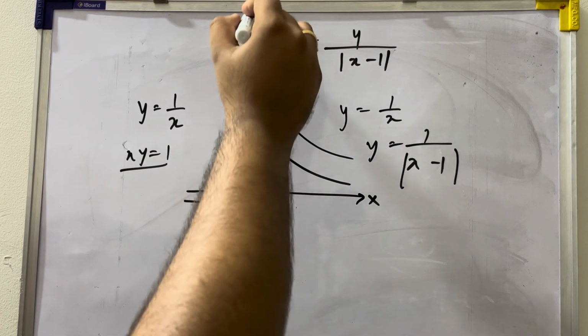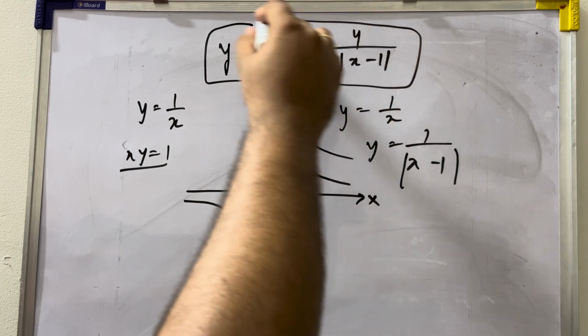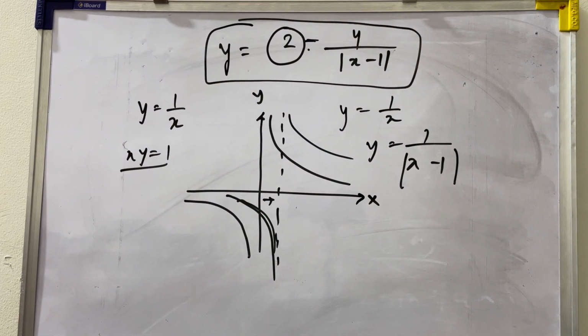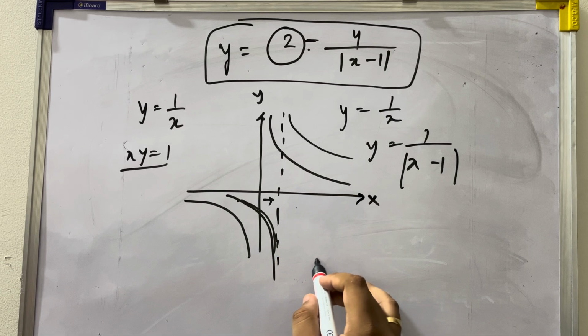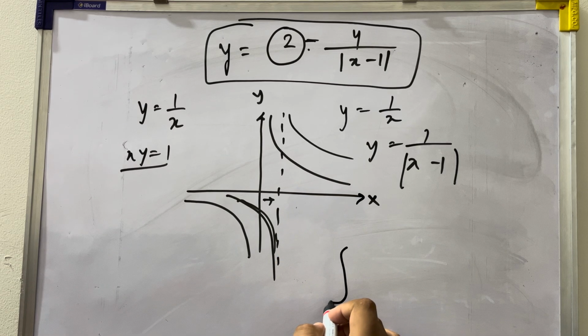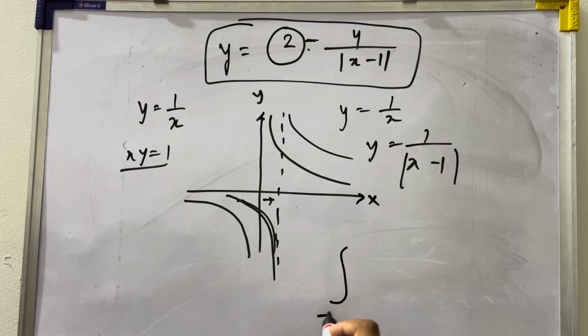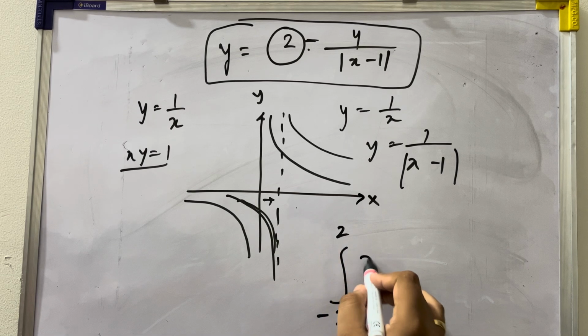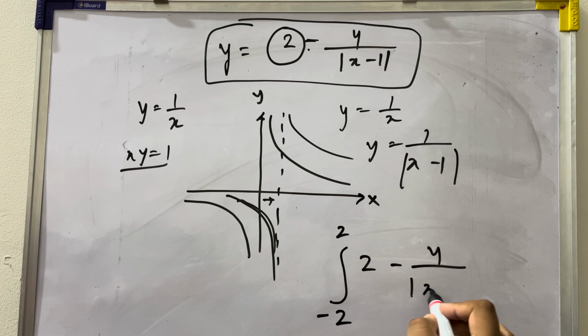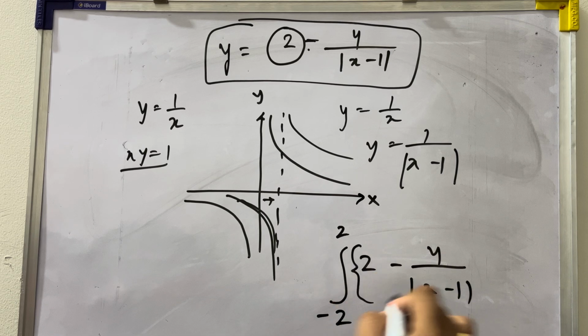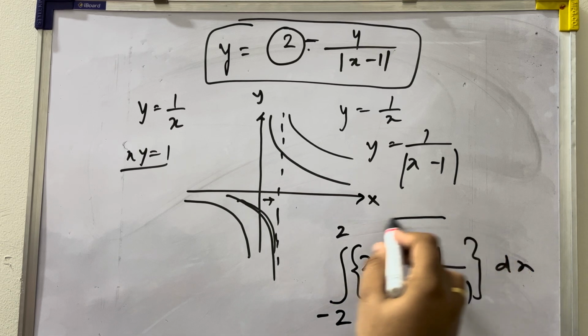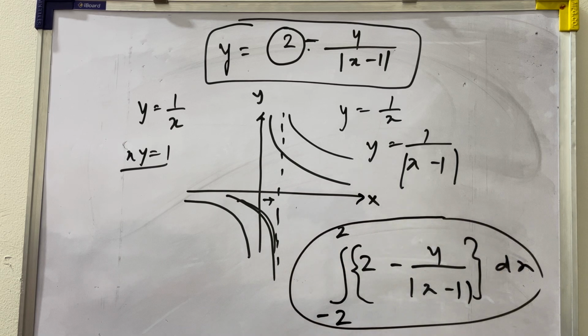Students, I am leaving this graph to you all so that you can draw this graph. But my question to you will be: integrate this graph from -2 till 2 of 2 minus 4 by mod x minus 1, dx. Draw the graph and find the integral of this problem and comment. Do comment the answer that you are getting.